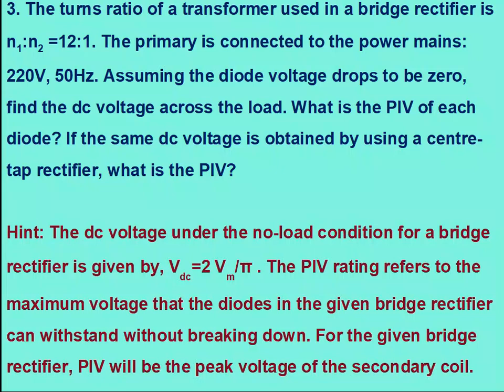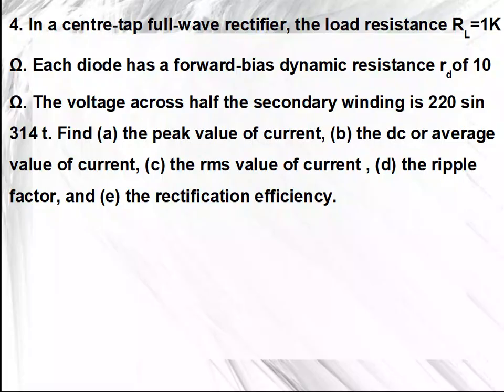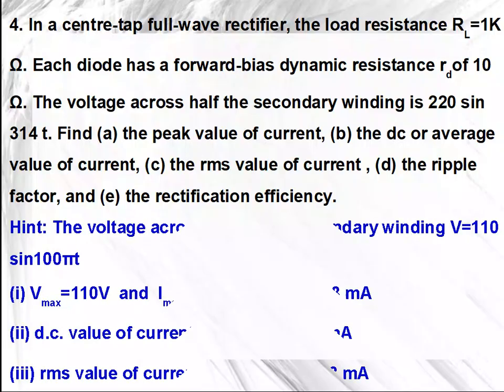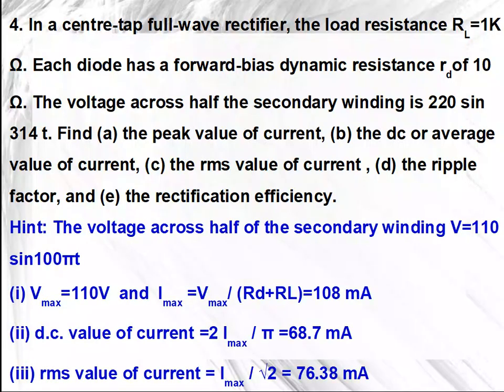Okay. So next, in a center tap full wave rectifier, the load resistance is this, and then find the peak value, the DC. I think this question is not very hard, without making any harder things. So this is the answer. You can try yourself, and if it will not come, then you can think about this formula which you need to use in this system, right?